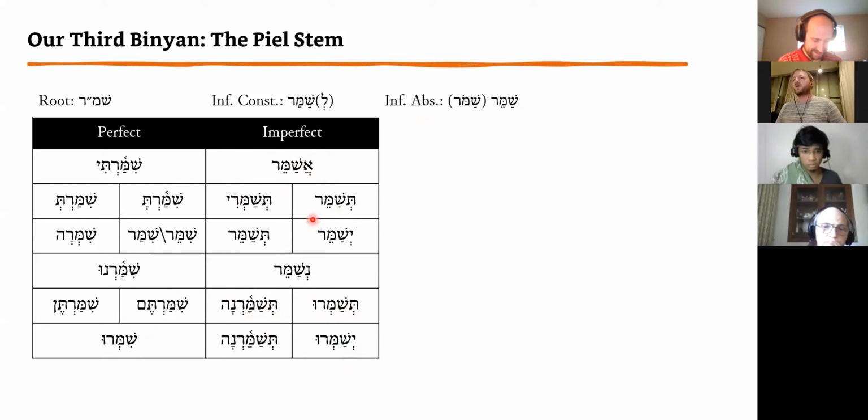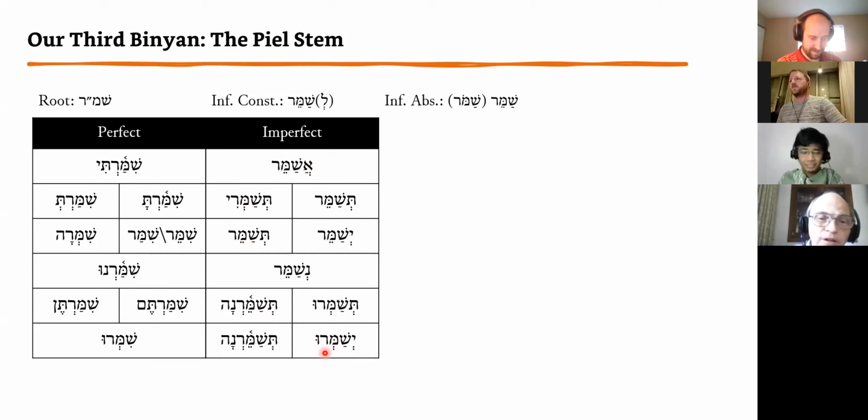Ashamer, tishamer, yeshamer, tishamer. When you get the vowel, tishamri. Nishamer, tishamru. Tishamerna, tishamerna, yeshamru. Okay, that's pretty straightforward. That's a really nice thing about the Piel. Mostly all of the forms outside of the Qal, except the Nifal, which is crazy, but the rest of them are pretty easy.